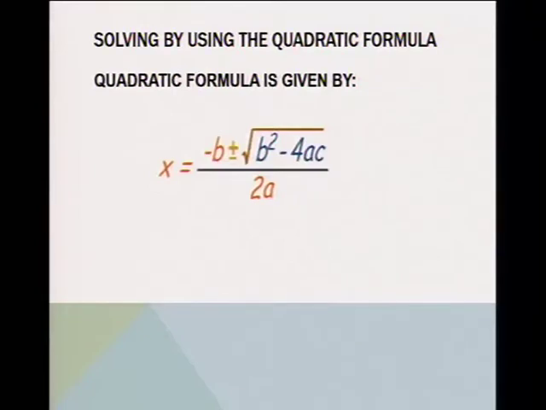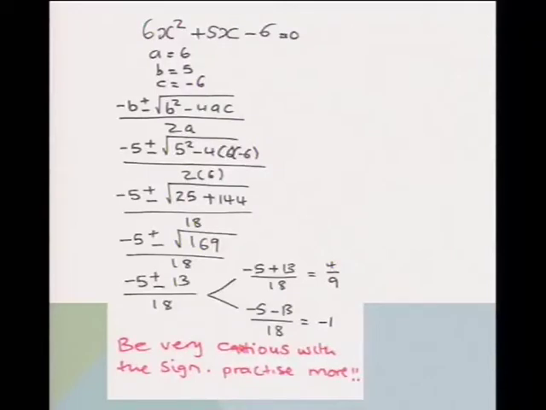How do we use the quadratic formula? The quadratic formula is given as minus b plus or minus the square root of b squared minus 4ac, divided by 2a. Okay, now in this example that we have, 6x to the power of 2 plus 5x minus 6 is equals to 0. A is equals to 6, b is equals to 5, c is equals to minus 6. Now you have to substitute. In place of B, put 5, in place of A, put 6, and in place of C, you are going to put minus 6. Be very careful with the signs. If you change the signs, then everything is going to be wrong.